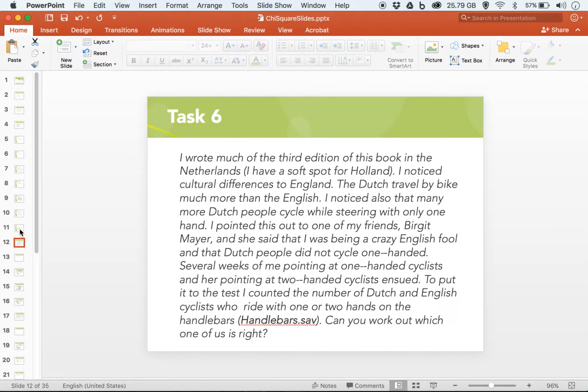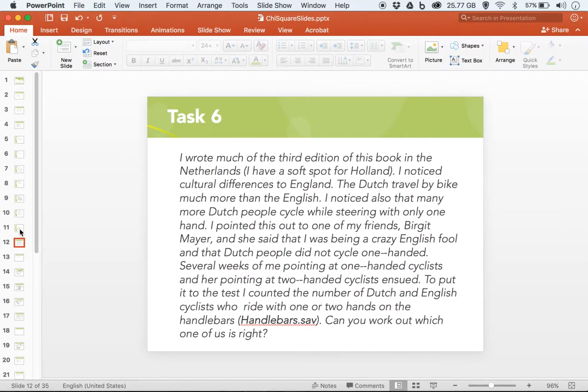I wrote much of the 3rd edition of this book in the Netherlands. I have a soft spot for Holland. I noticed cultural differences to England. The Dutch travel by bike much more than the English. I noticed also that many more Dutch people cycle while steering with only one hand.